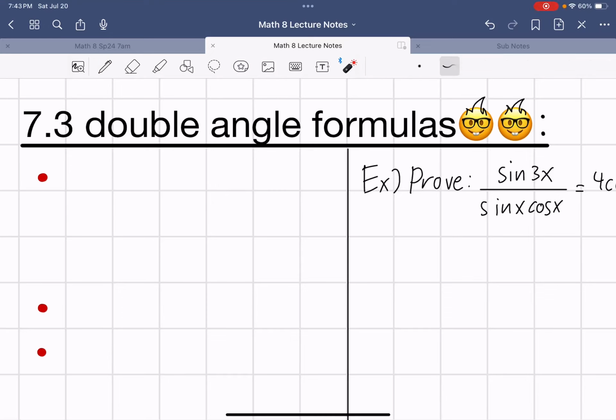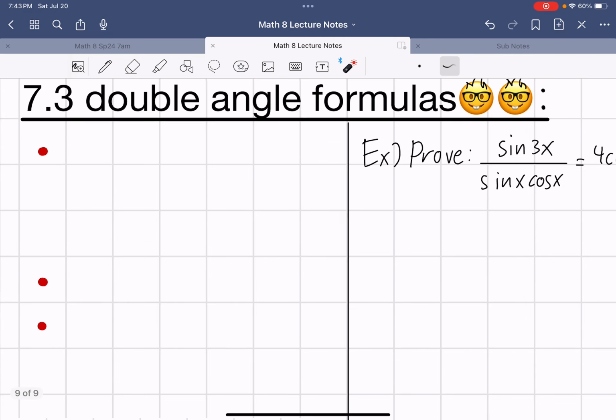So this next section, there's going to be two different formulas, but I'm going to start with the double angle. It's actually double angle and half angle, but I'll do 7.3 with the double angle. If you notice here, double, like twins, because the double angle comes from the sum and difference.